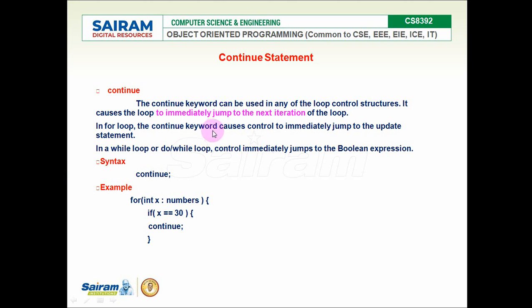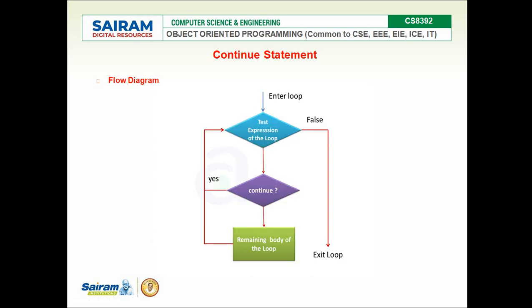The continue keyword causes the control to immediately jump to the update statement or next statement, which means the current iteration will be skipped out. That is what the continue does. If the condition reaches 30, it gives the continue or skips the current iteration. That is what the continue statement does. We'll see an example, we'll easily understand that.